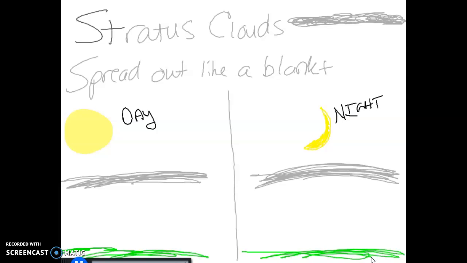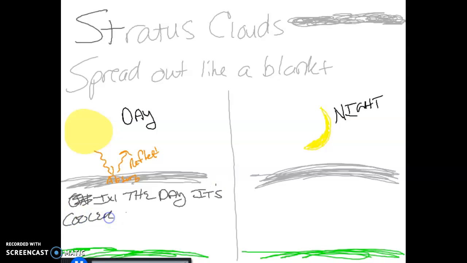Now, here's what's happening when this is going on. During the day, the sun's radiation is coming down and it's kind of reflected back up because this doesn't allow the heat of the sun to go through. These clouds, they absorb some and they reflect some. So on a summer day, well, not summer, on daytime, so Mr. Bullen, in the day, it's cooler with stratus clouds.